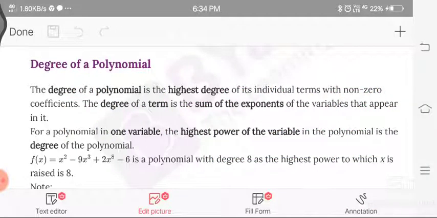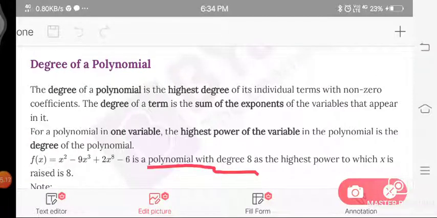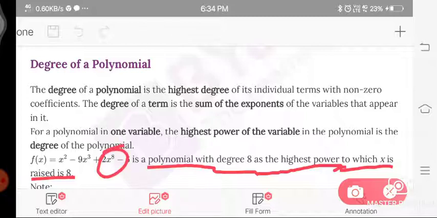So for a polynomial in one variable, the highest power of the variable in the polynomial is the degree of the polynomial, like f(x) = x² - 9x³ + 2x^8 - 6 is a polynomial with degree 8, because the highest power to which x is raised is 8.